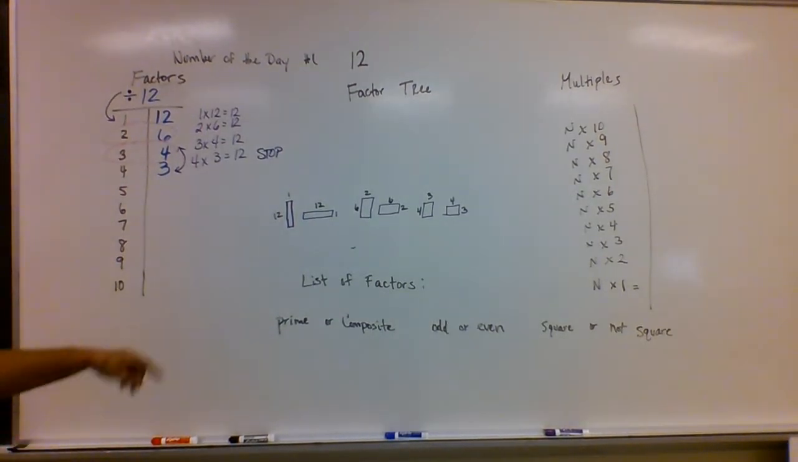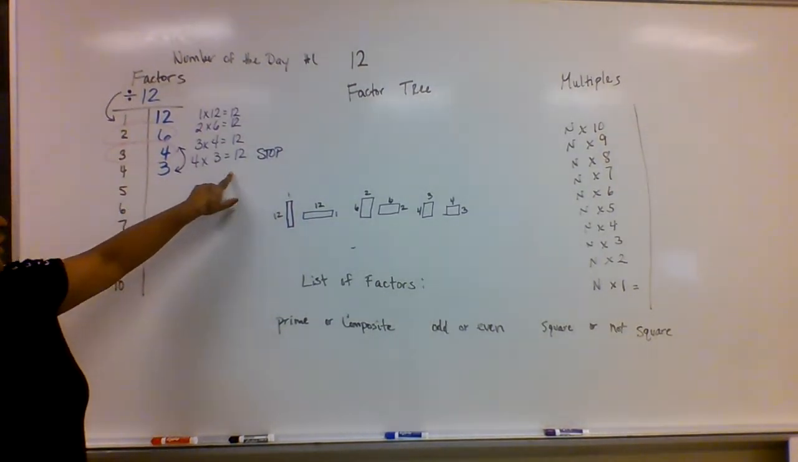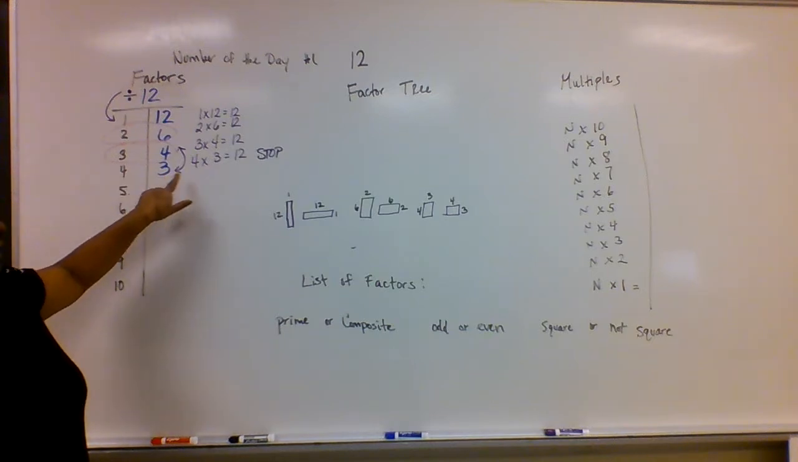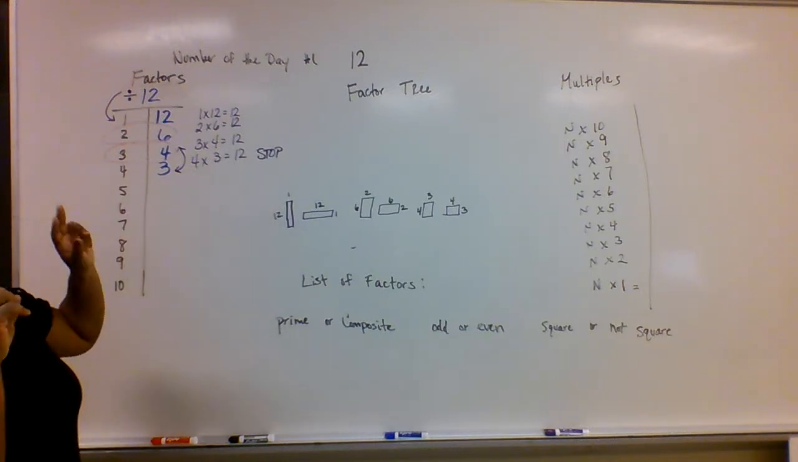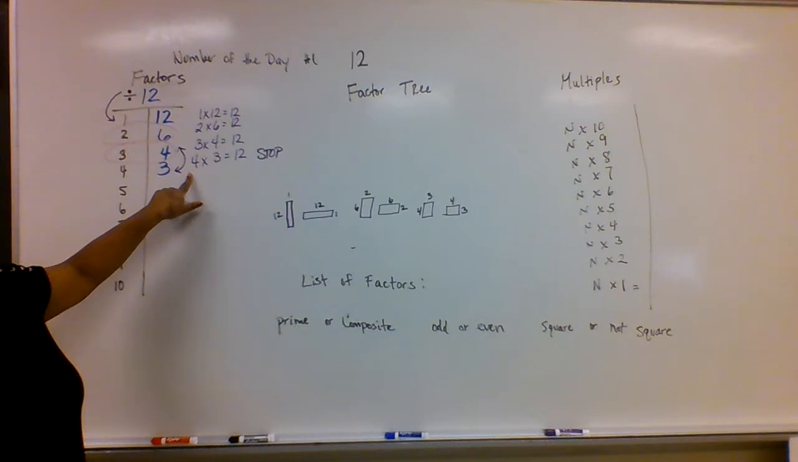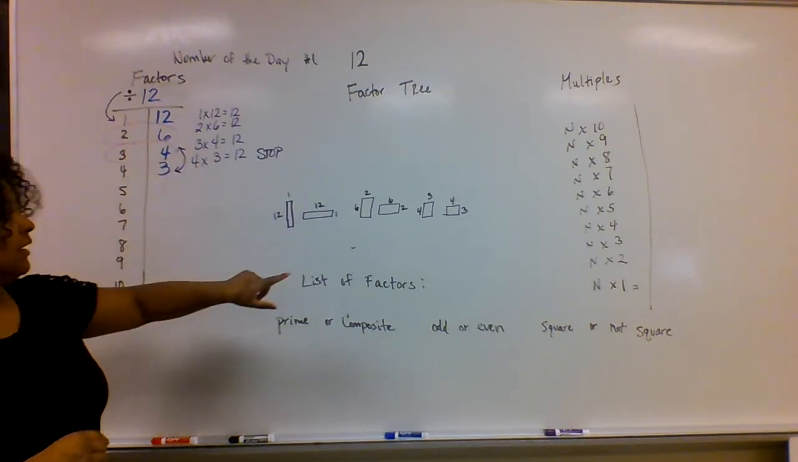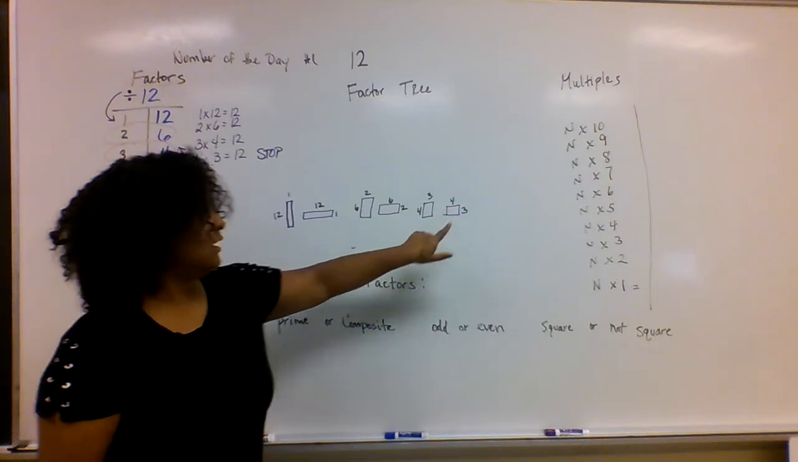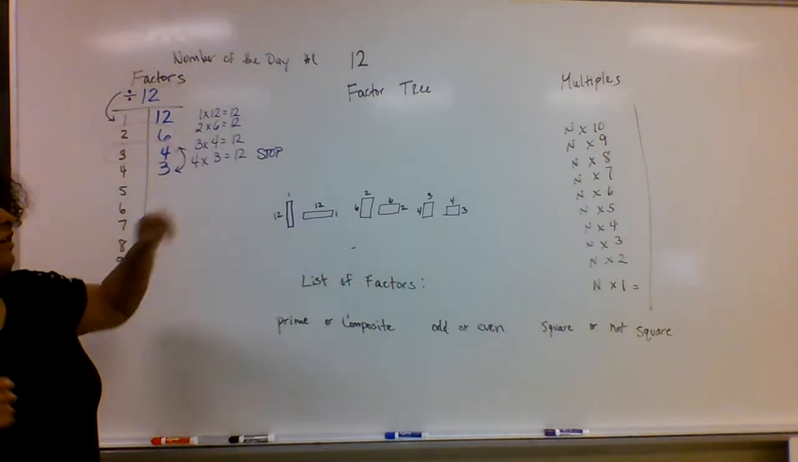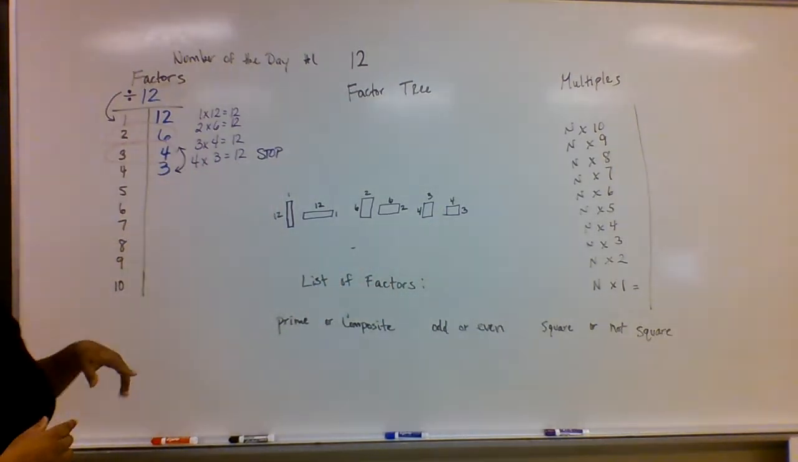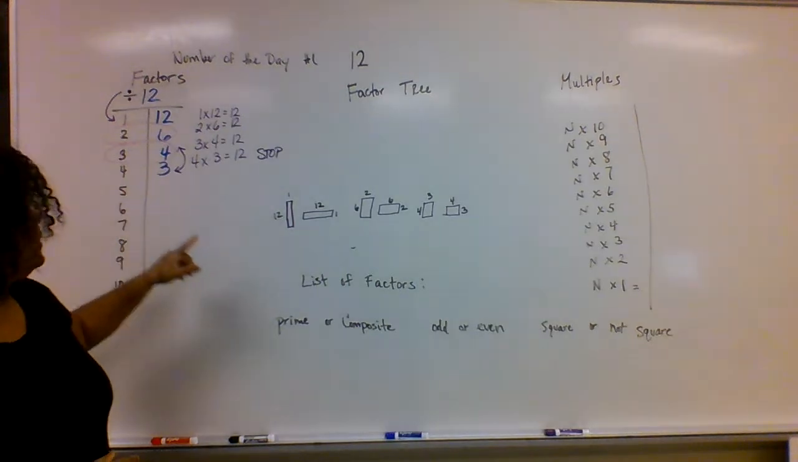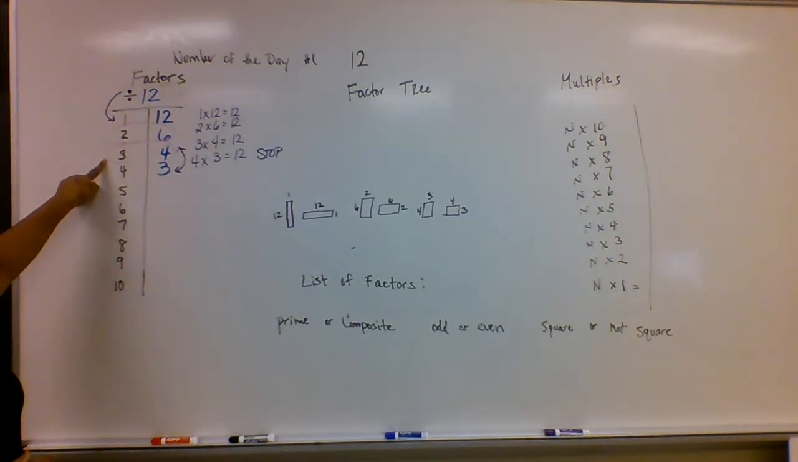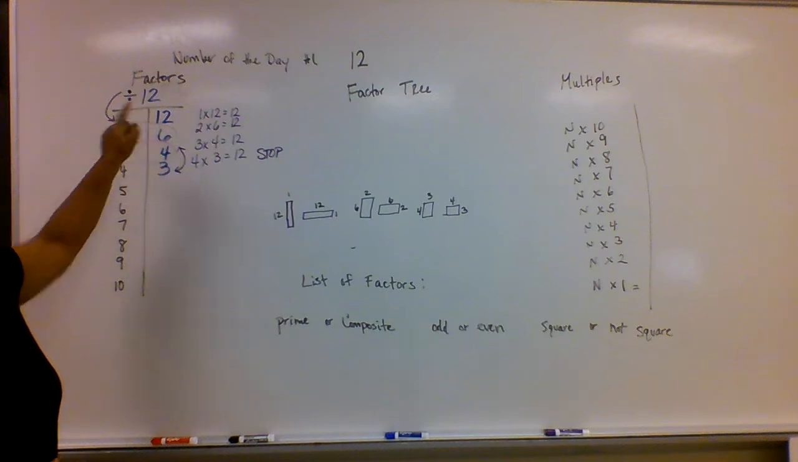Notice that I did stop my factor T-chart at 4 times 3 because that's what we call a double. When you come up with the same array, a 4 by 3 array and a 3 by 4 array, that's called a double, and you can stop. But the factors are 1, 2, 3, 4, 6, 12.